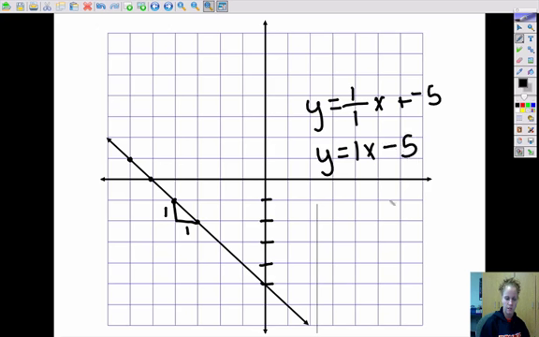So I hope you feel a little bit better about writing equations from lines. Be sure to ask me any questions that you might have about this skill, because you will need to be able to do this skill come test time.